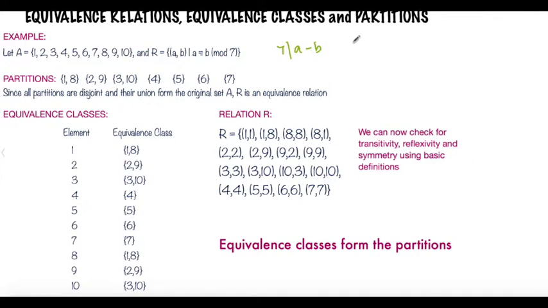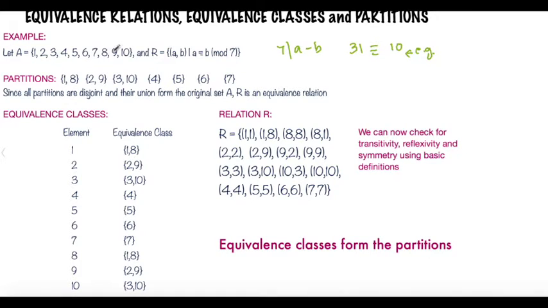Just an example, 31 is congruent to 10. If we divide 31 by 7, we get a remainder of 3, and 10 divided by 7 also gives 3. Okay, so this is just an example. But we are talking about this set here. Now we have to check whether this is actually an equivalence relation or not.